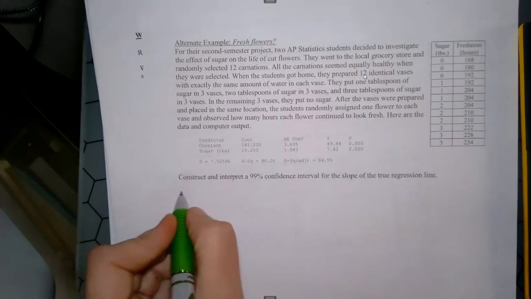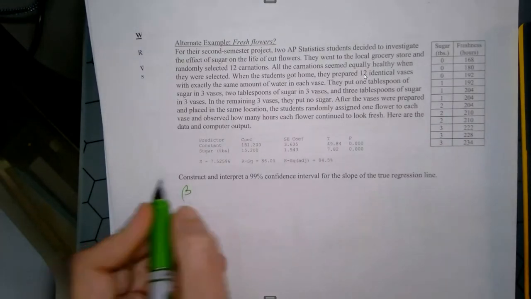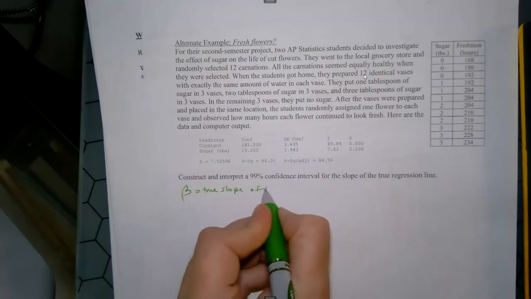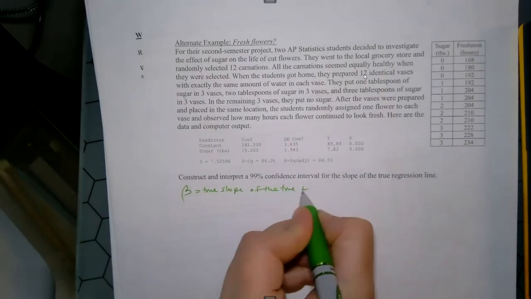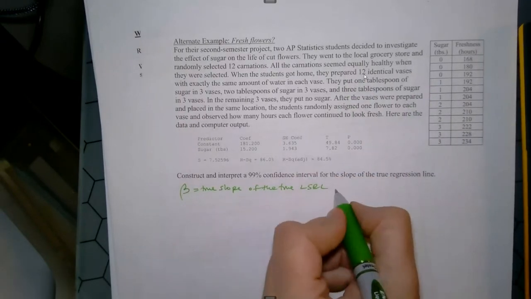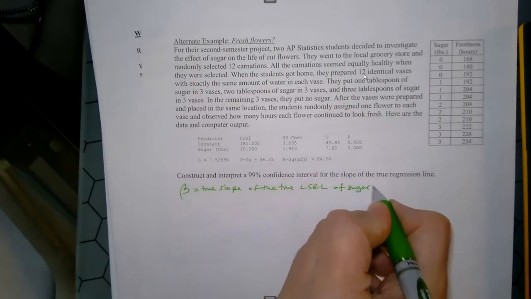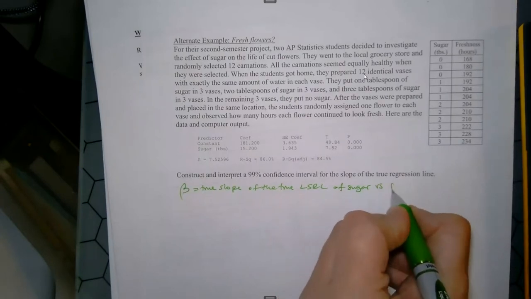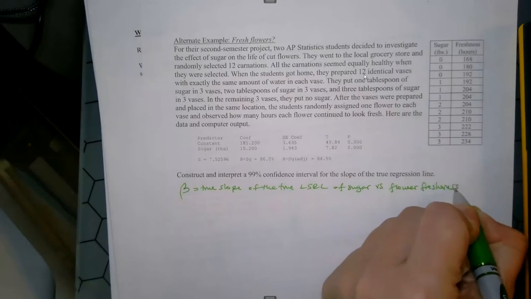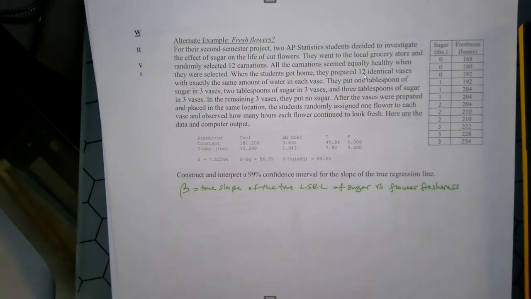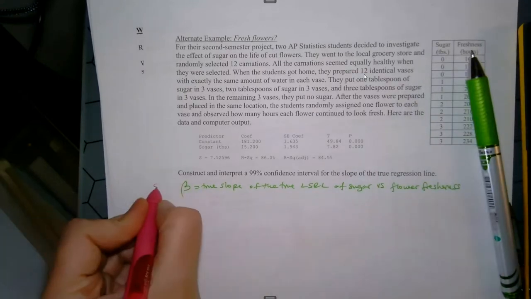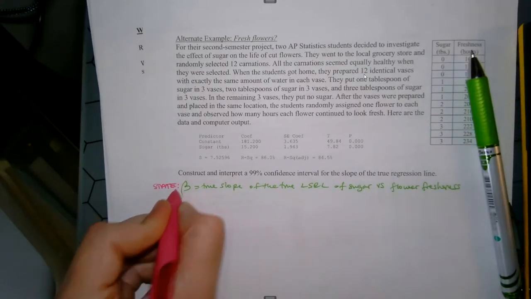All right, so what are we estimating? We are estimating beta, the slope of the true least squares regression line that is going to connect sugar versus flower freshness. That's what we're estimating. We have a sample of 12 points here. So for a confidence interval, the state step is just this: what is it you're about to estimate? What is this whole procedure about?